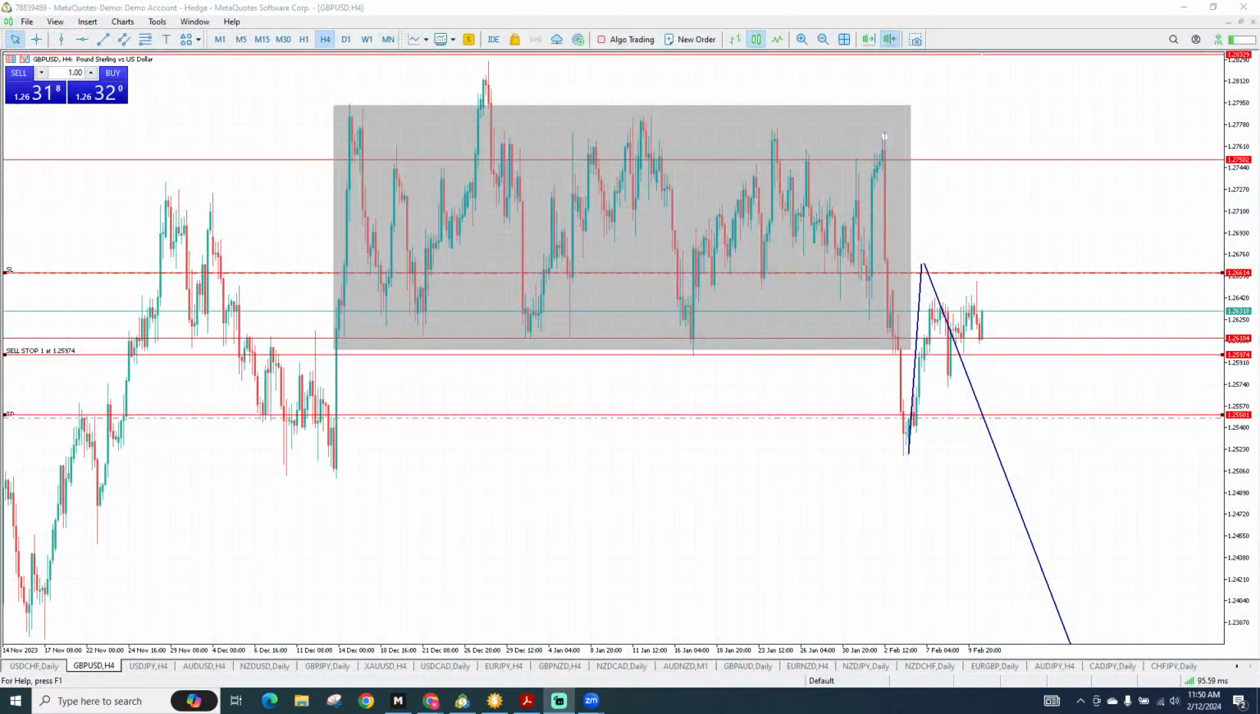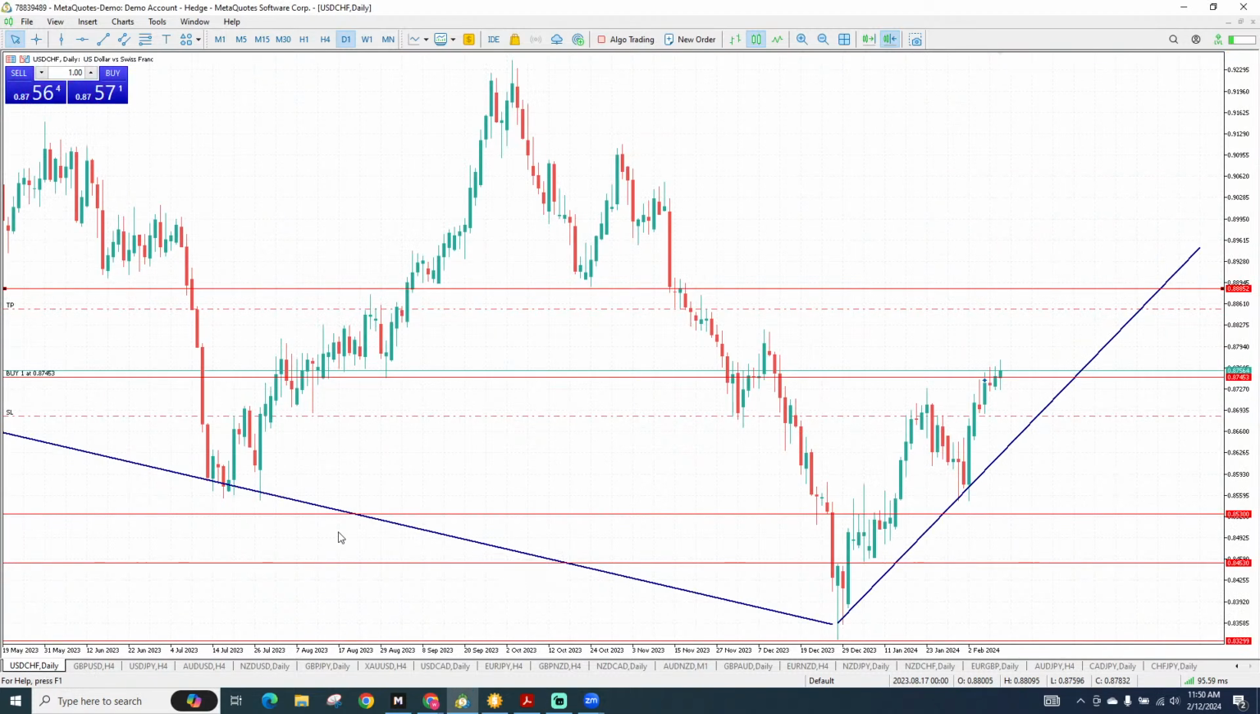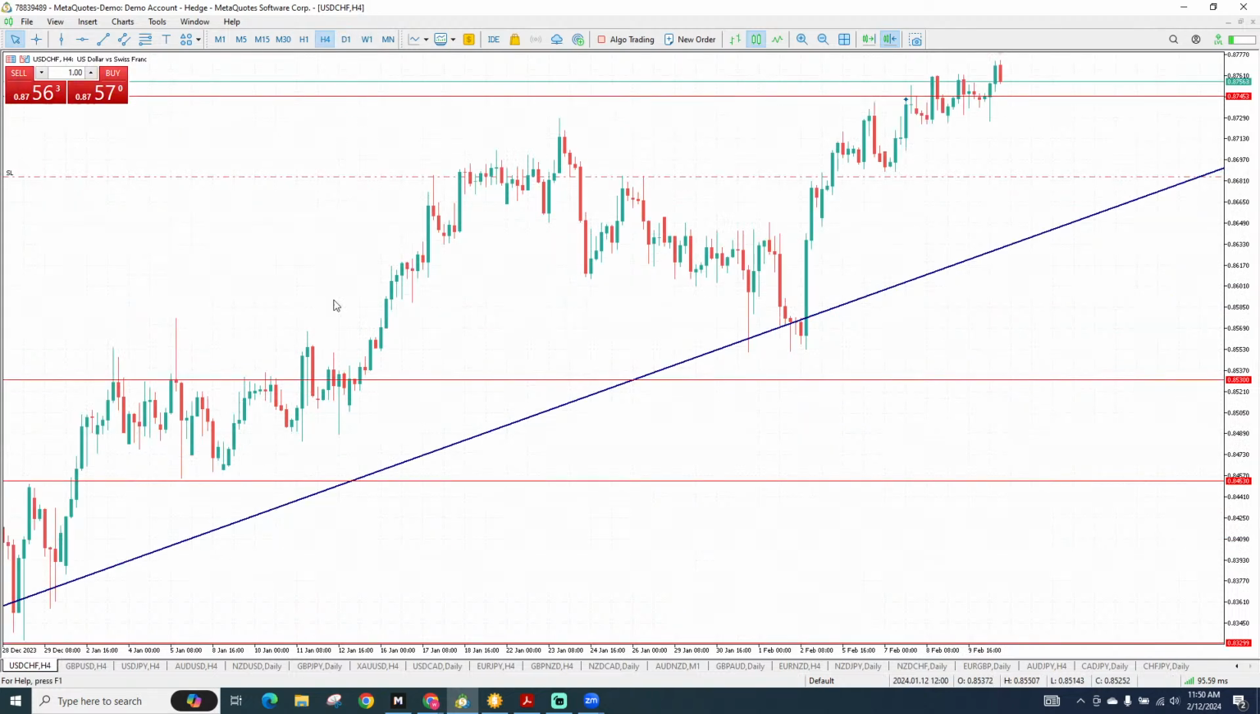We'll be looking at the first currency. We'll be looking at this USD CHF, dollars versus the Swiss franc. That will be the first currency we are looking at today.